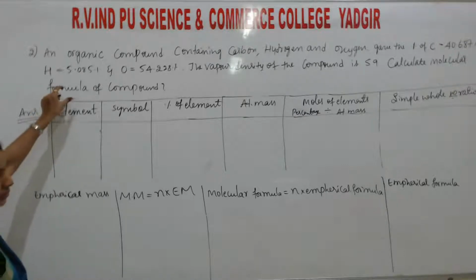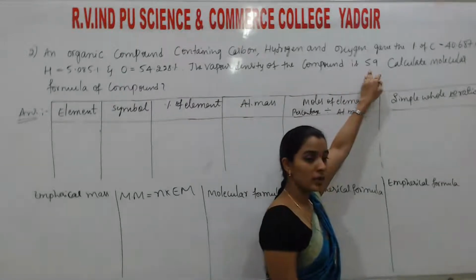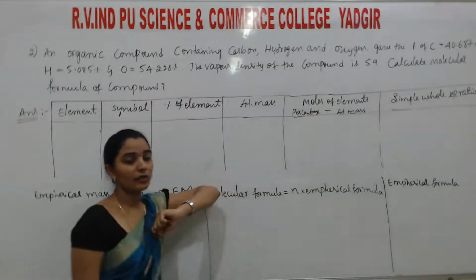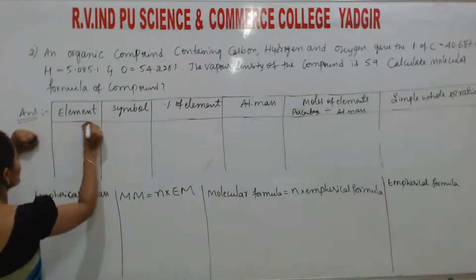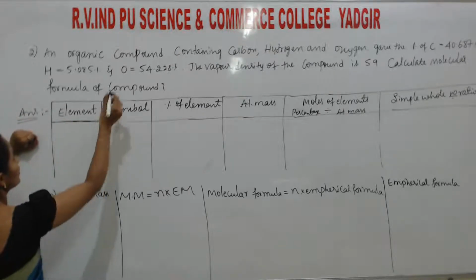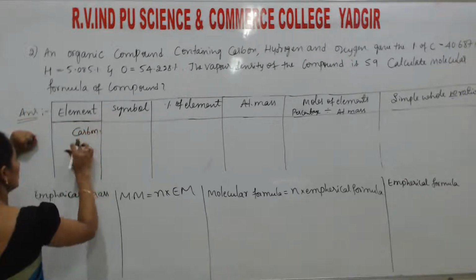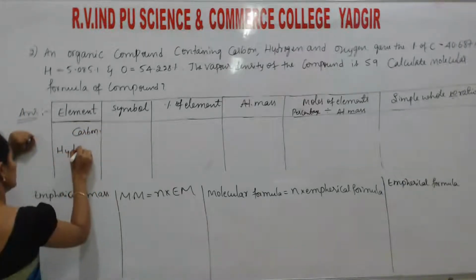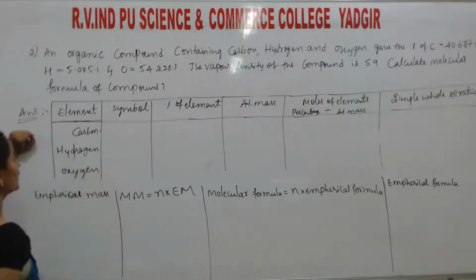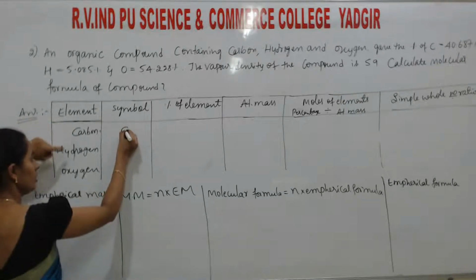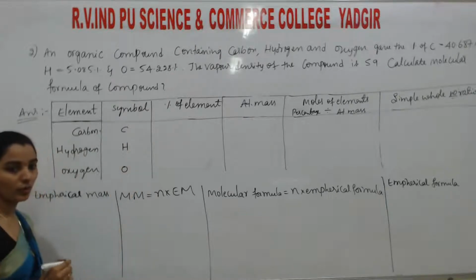So here another formula will come. They gave vapor density, not molecular mass. One relation is there between molecular mass and vapor density for the calculation. First listen, students, what are the elements present in the compound? They said one is carbon, another is hydrogen, another is oxygen. Correct? So the carbon symbol is C, hydrogen symbol is H, oxygen symbol is O.